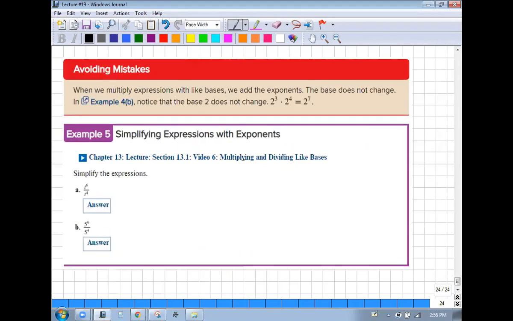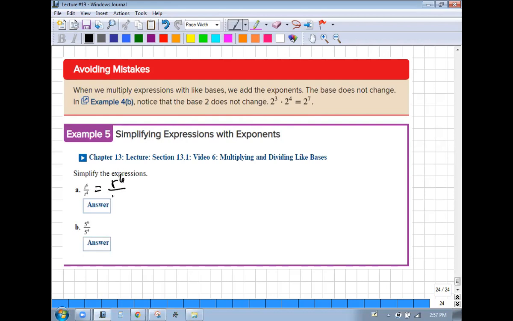When we multiply expressions with like bases, we add the exponents. The base does not change. All right, so 2 to the third times 2 to the fourth is 2 to the seventh. The base isn't changing. So here we have, I'm going to write this bigger because it's hard to read.